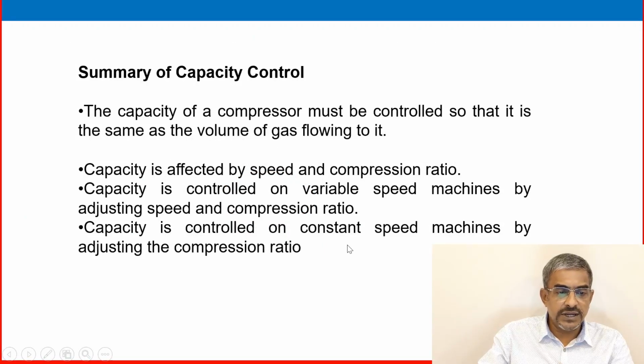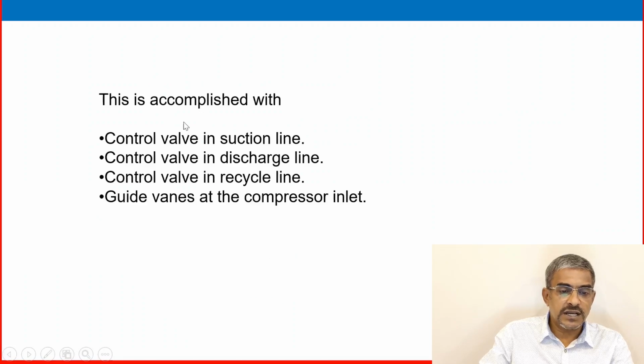So, summary of capacity control. The capacity of a compressor must be controlled so that it is the same as the volume of gas flowing to it. Capacity is affected by the speed and compression ratio. Capacity is controlled on variable speed machines by adjusting speed and compression ratio. Capacity is controlled on constant speed machines by adjusting the compression ratio. This is accomplished with a control valve in the suction line, a control valve in the discharge line, a control valve in the recycle line, or guide vanes at the compressor suction inlet.